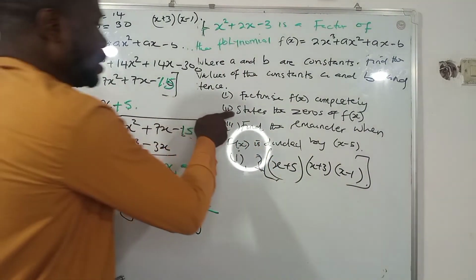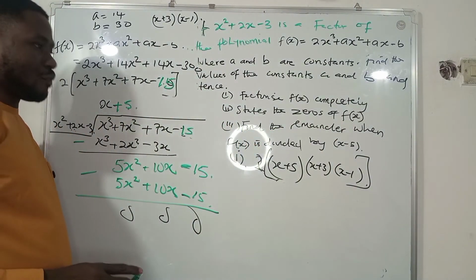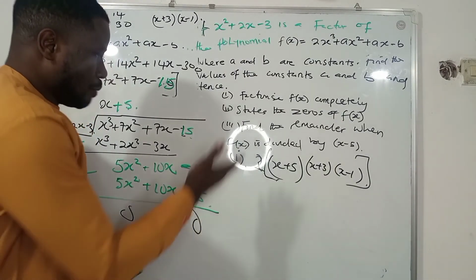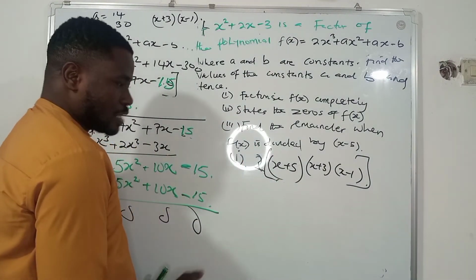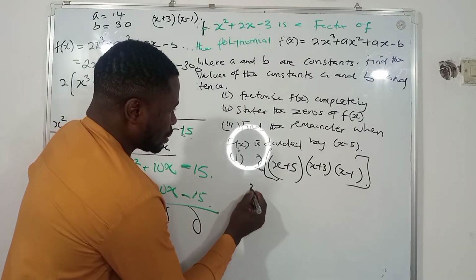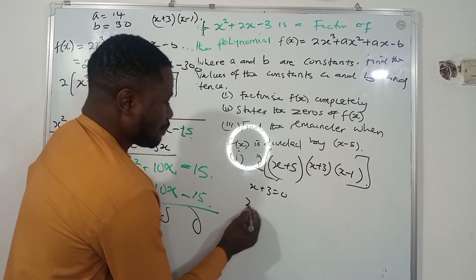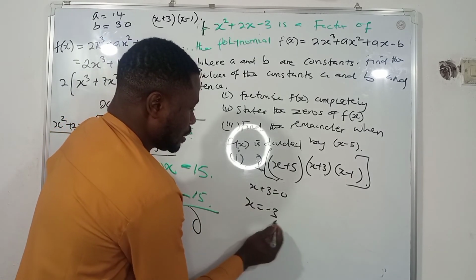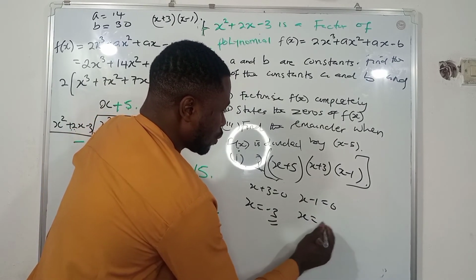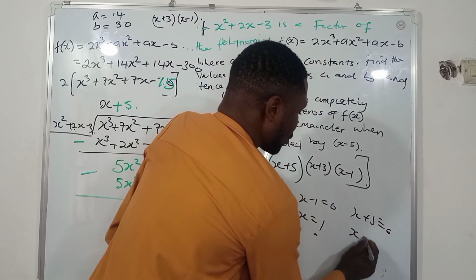Now the second question is, state the zeros of f of x. For you to state the zeros of f of x, from these factors you can get it. Now the zeros means that x plus 3 is equal to 0. Therefore x is equal to minus 3. This is one of the zeros. x minus 1 is equal to 0, then x is equal to 1. This is another one. x plus 5 is equal to 0, x is equal to minus 5.